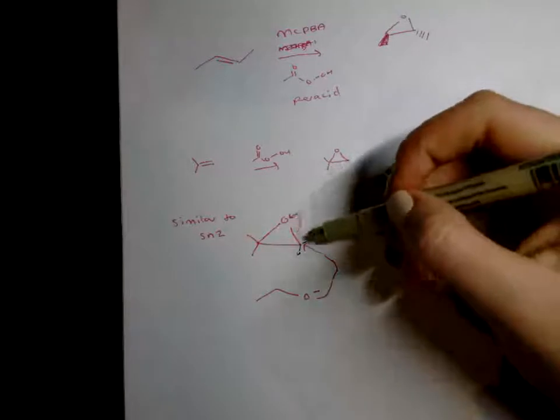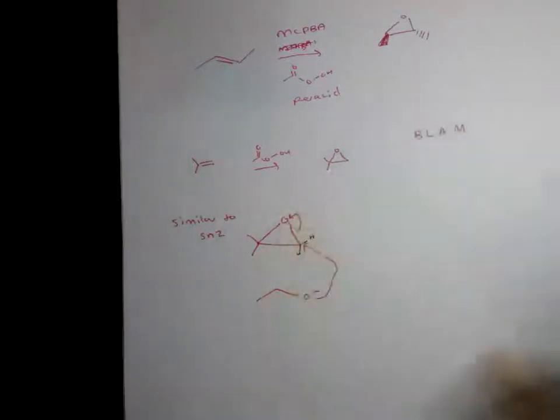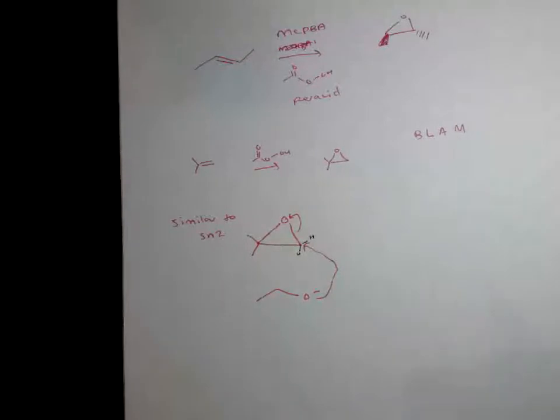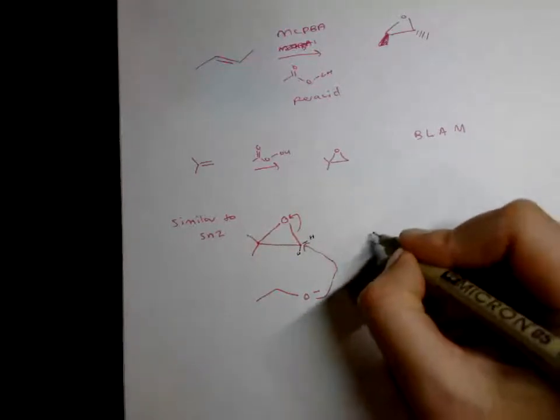And because this bond is already polar, the oxygen is pulling some of the electron density towards it, it's easy for that bond to break. So very similar to a leaving group leaving, even though this isn't a great leaving group, it's happy to do it because of all the ring strain that exists in epoxides.